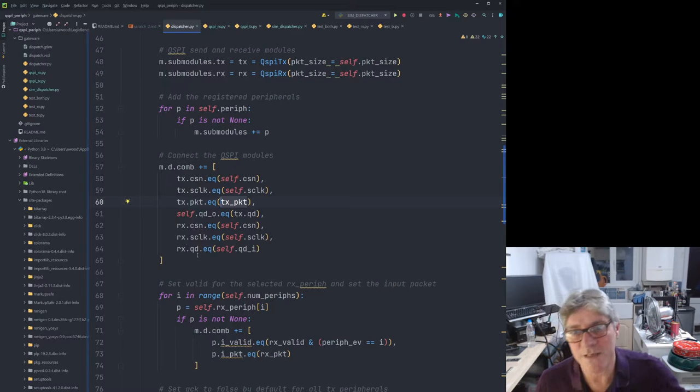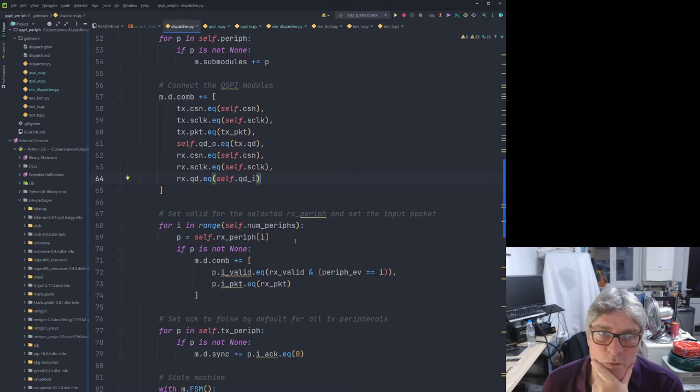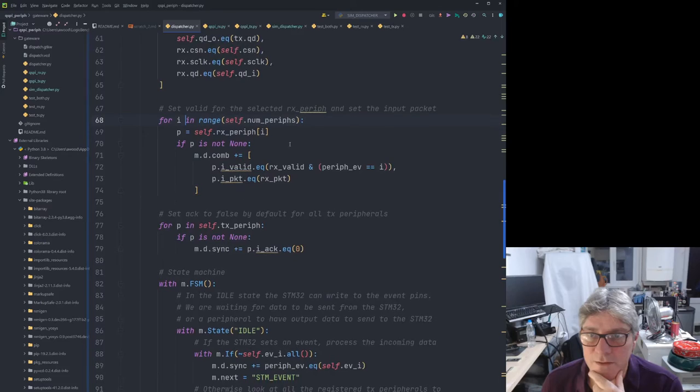Oh, this is basically just wiring at this point. Clock to clock, and the QD. QD, by the way, is short for the data. So we're just connecting all the relative bits and bobs up from the internal signals to the external signals. Set valid, selected RX peripheral, and set the input packet.